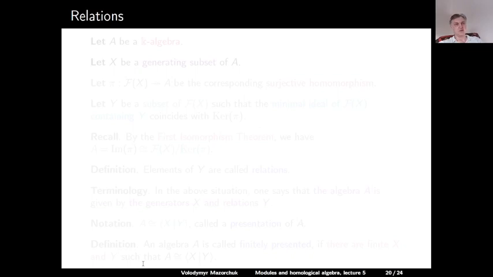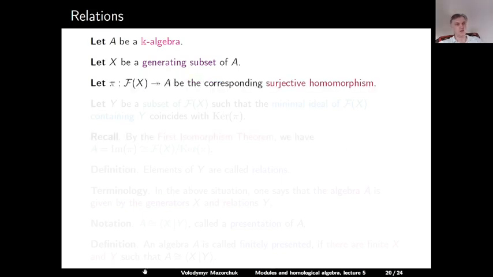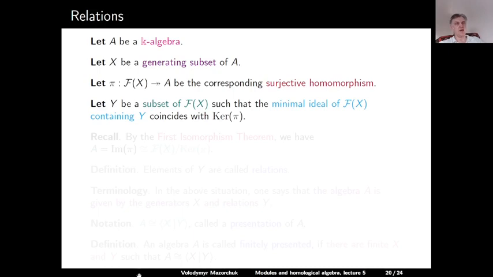And finally, we can talk about relations. Let A be a K algebra and X a generating subset of A. Then we have the surjective homomorphism pi from the free algebra on X to A. Let Y be a subset of F of X such that the minimal ideal of our free algebra F of X containing Y coincides with the kernel of pi.